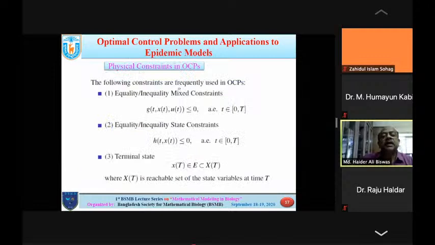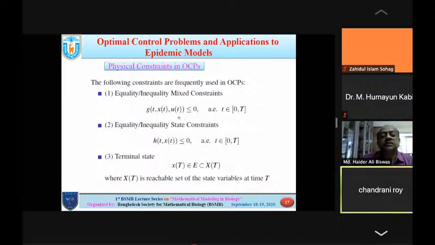There are some physical constraints, and we should know how important a role constraints play in optimal control problems. Physical constraints have a very important role in solving optimal control problems. So I already discussed the first one. This one is the mixed constraint, as we call it, because both state and control variables are present here. The other constraint is the state constraint only, where only our state variable is involved.